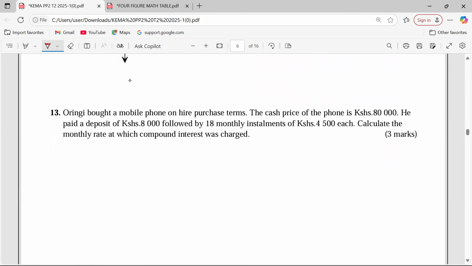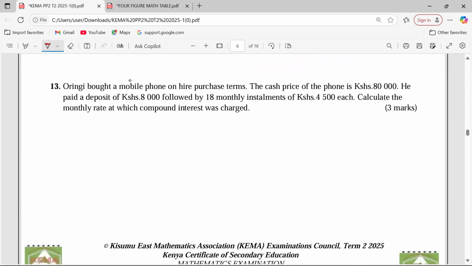Okay. Let's look at number 13 now. Very interesting question from commercial arithmetic. We are told that Orinki bought a mobile phone on hire purchase terms. The cash price of the phone is 80,000 Kenya shillings. Then he paid a deposit of 8,000, followed by 18 monthly installments of 4,500 Kenya shillings each. Calculate the monthly rate at which compound interest was charged.